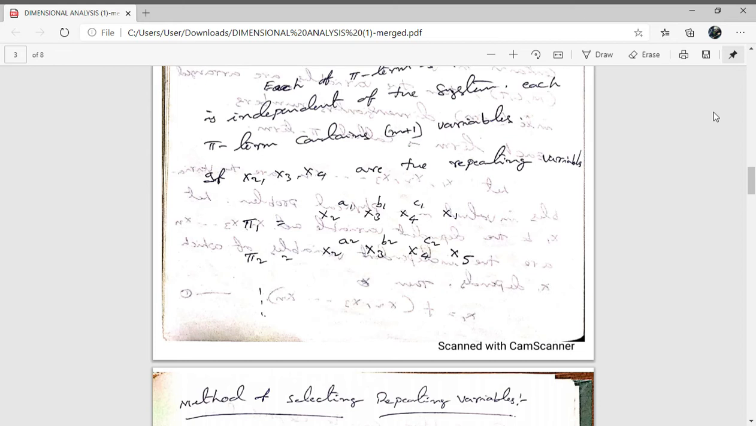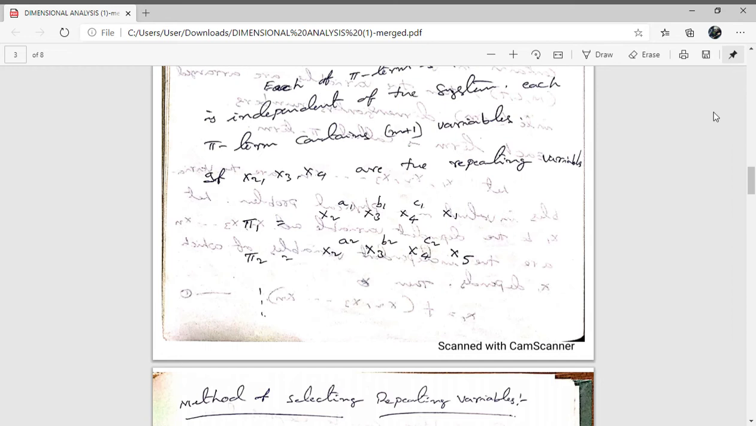So for pi 1, here we identified x2, x3 and x4 as the repeating variables. That means in every pi term, every non-dimensional number, x2, x3, x4 will be repeated. So pi 1 we can write as x2 to the power of a1, x3 to the power of b1 and x4 to the power of c1 into x1. Similarly, pi 2 we can write as x2 to the power of a2, x3 to the power of b2, x4 to the power of c2 into x5.